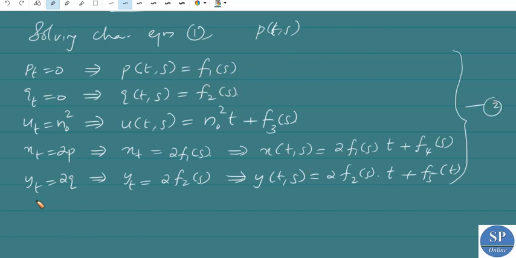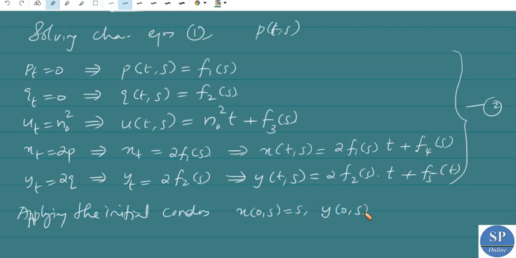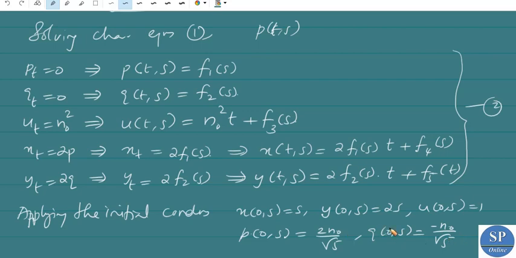So here first we apply the initial conditions for these equations, number 2. So we have the initial conditions: x of 0, s is equal to s, right? y of 0, s is equal to 2s, u of 0, s is equal to 1, and we have obtained another two initial conditions. p of 0, s is equal to 2 n naught divided by root 5 and q of 0, s is equal to minus n naught divided by root 5. So we have to apply this condition to obtain the values of f1, f2, f3, f4 and f5.